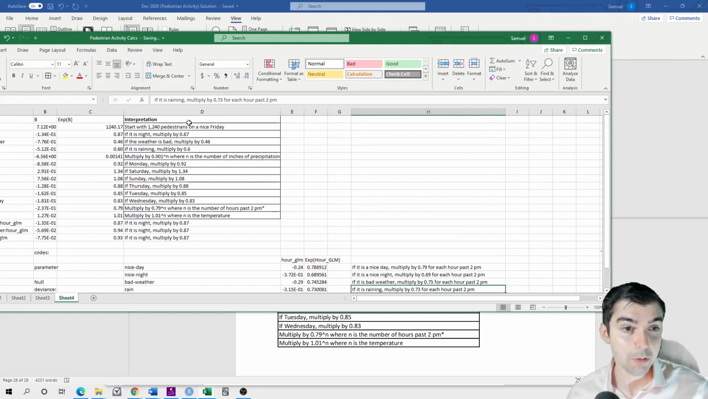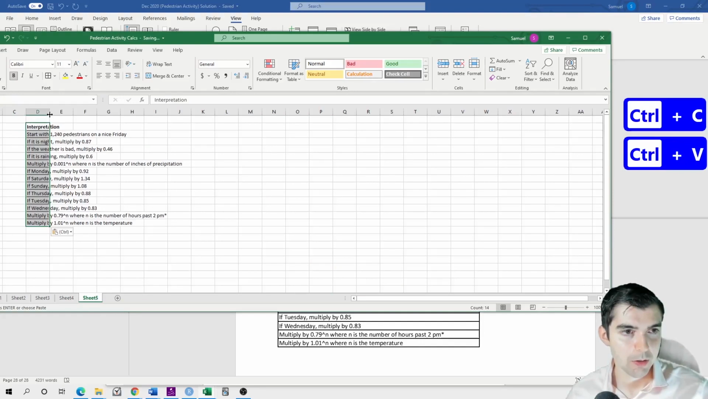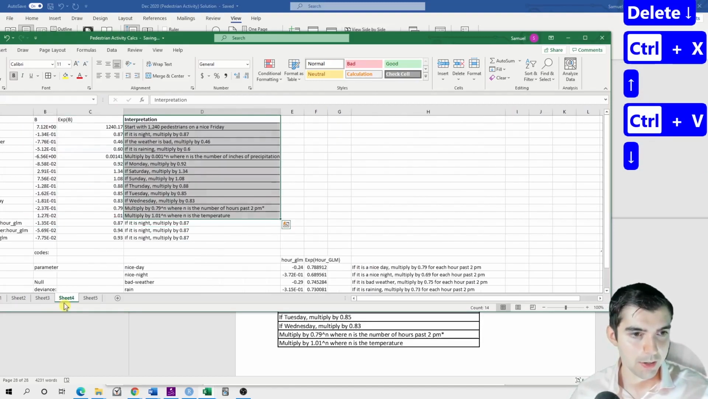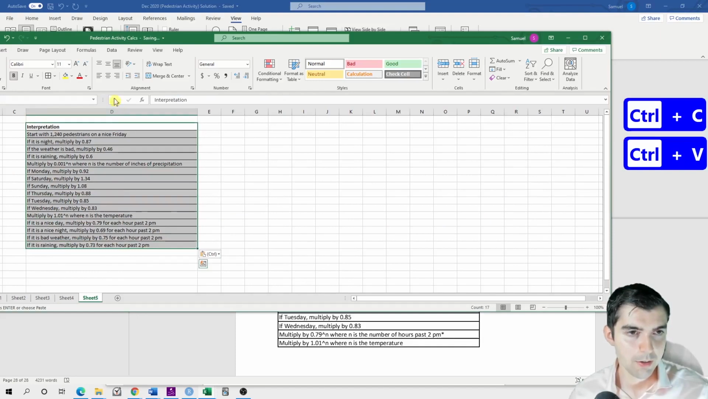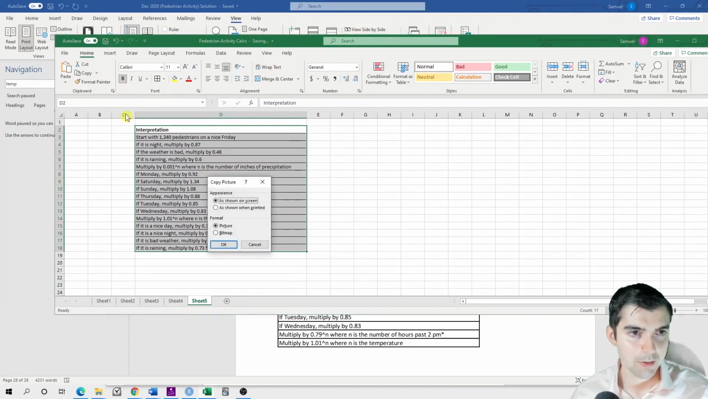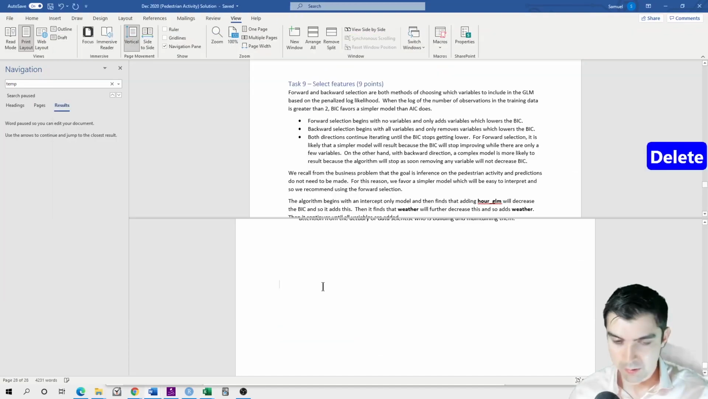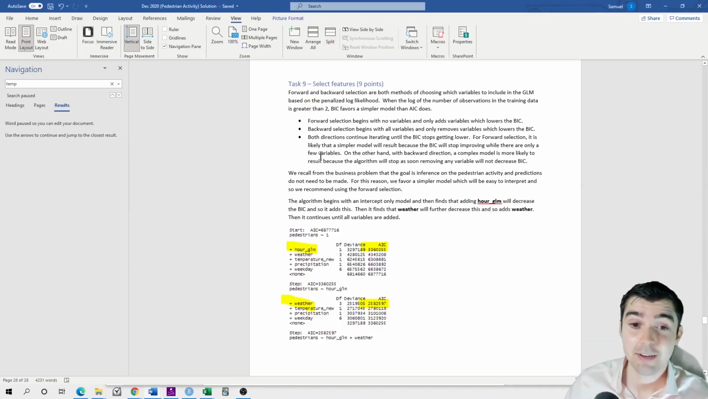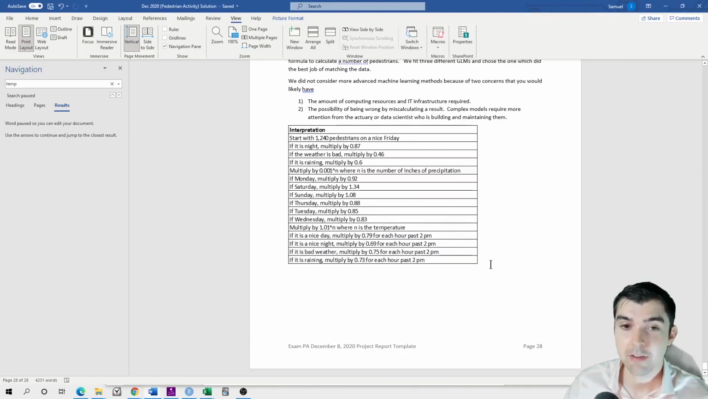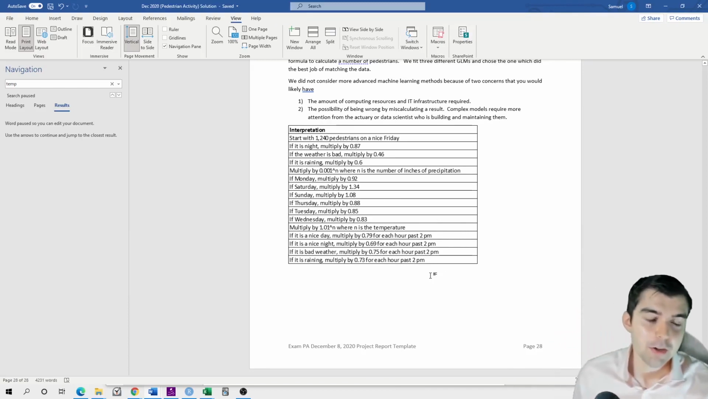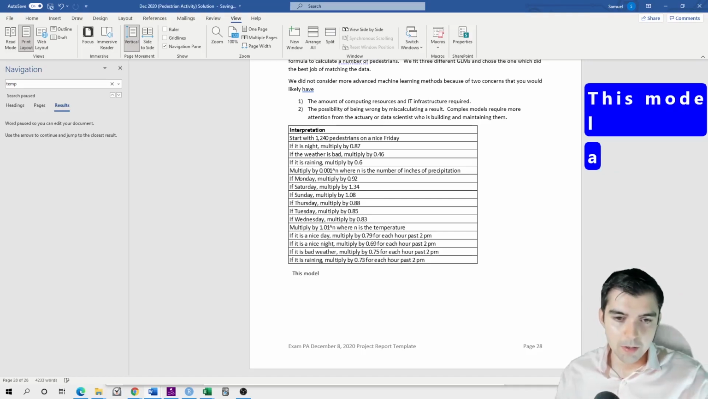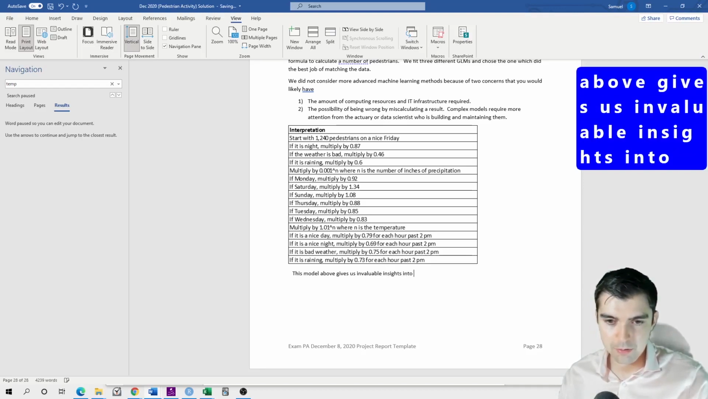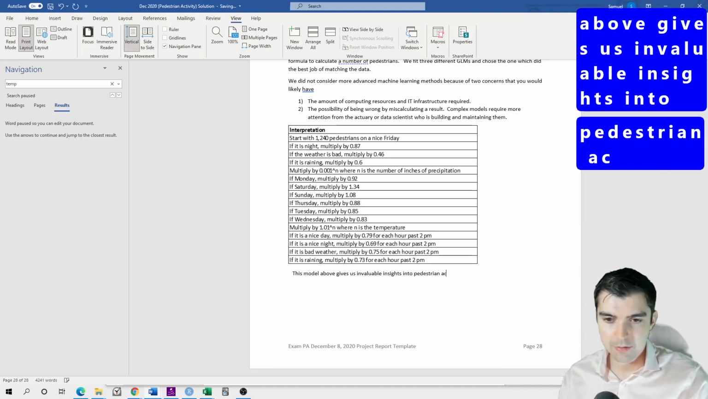So I guess we could make this into a new file. So we're going to do this, and then we're going to take this, and we're just going to replace that, and then add in this, and then copy this. Like that. And this was a lot of work to get this simple table, but it is extremely useful because it gives us a lot of compact information. So this model above gives us invaluable insights into pedestrian activity.